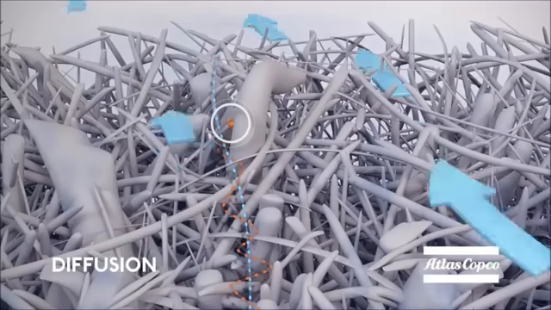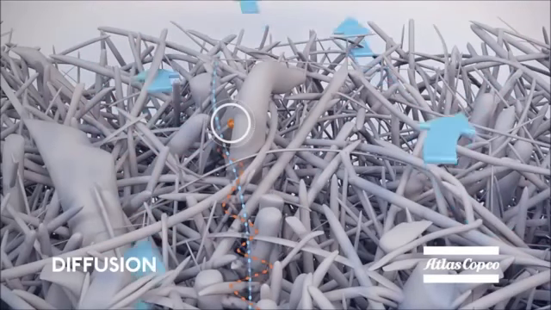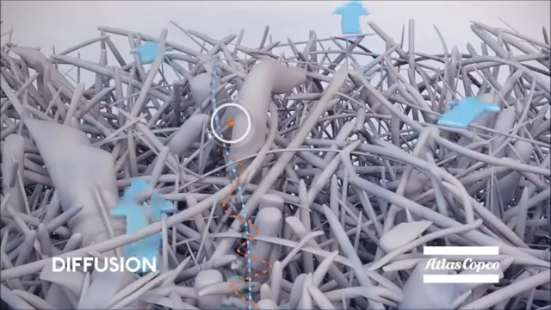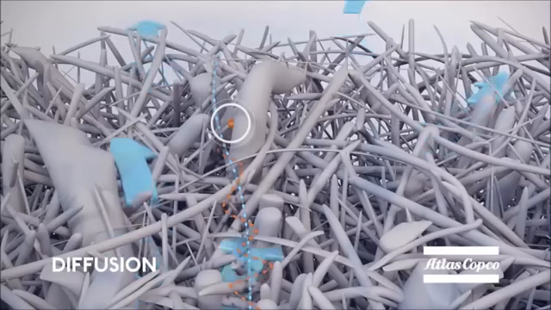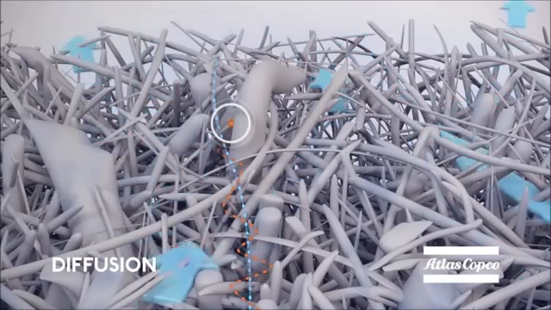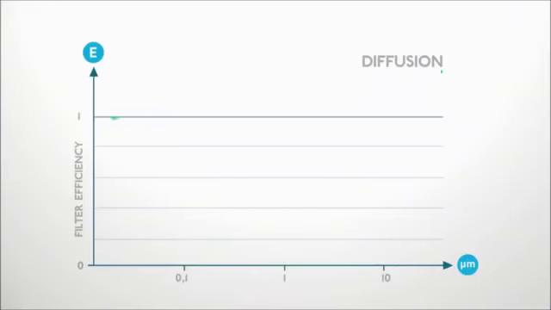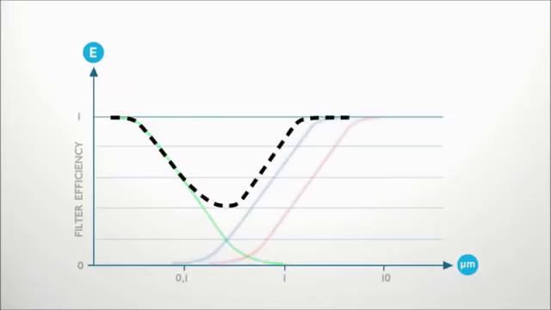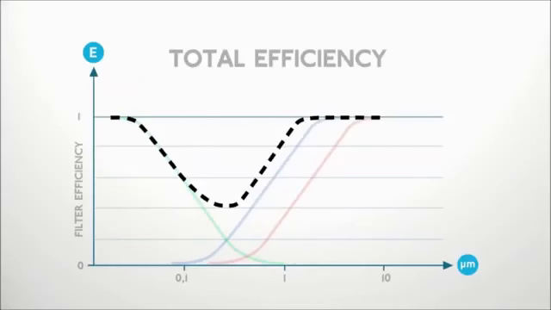Because of this erratic movement, they're bound to collide with a fiber. The smaller the particle is, the higher its freedom of movement, and therefore the higher the probability that it will encounter a fiber. Capture by diffusion becomes more important with decreasing particle size. The total filter efficiency is the result of the combination of these 3 filtration mechanisms.